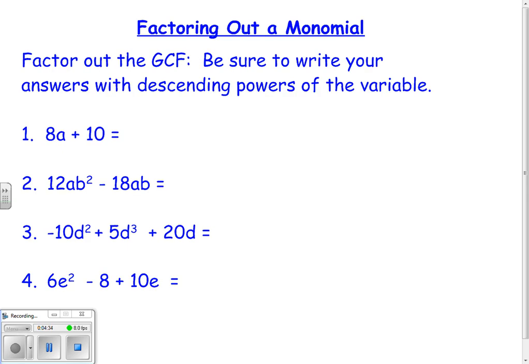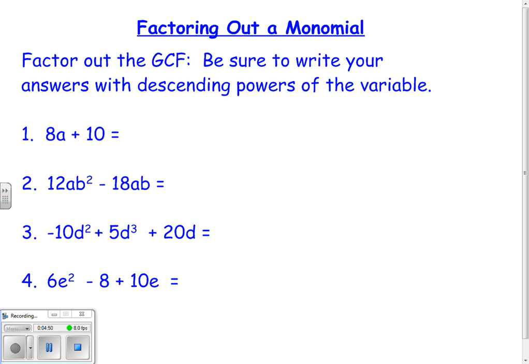So then they're going to ask you to factor out the GCF. Factoring out the GCF is different than finding it. You still have to find it, but then by factoring it out, you're saying what happens when you divide each of those terms by the GCF. So taking a look at number 1, first thing you want to do is find the GCF.